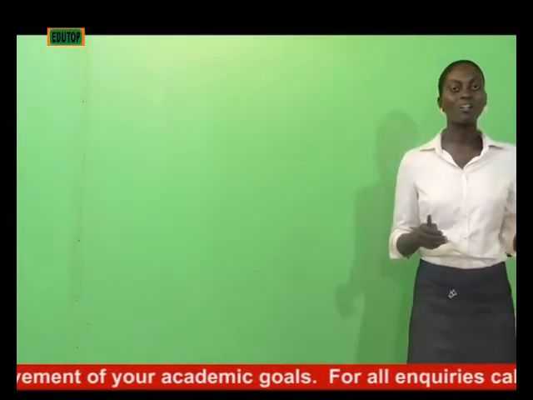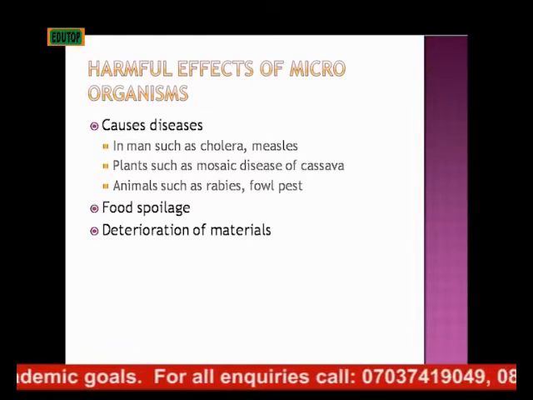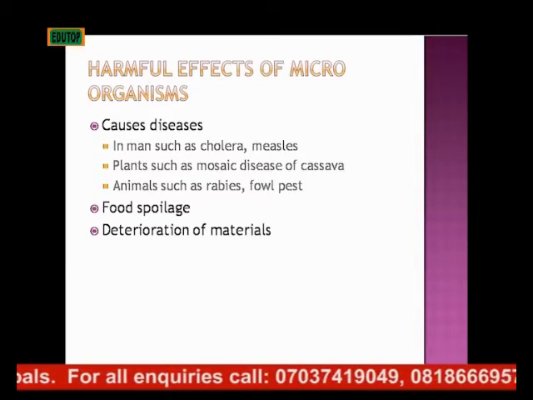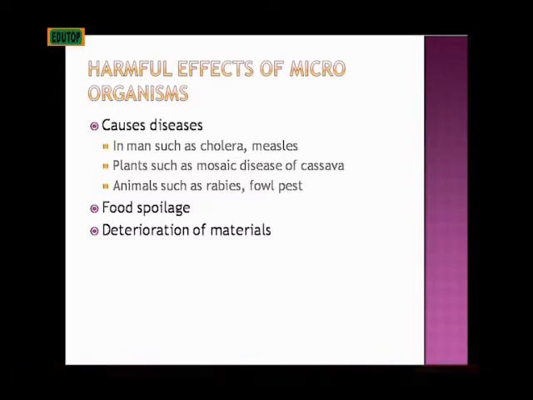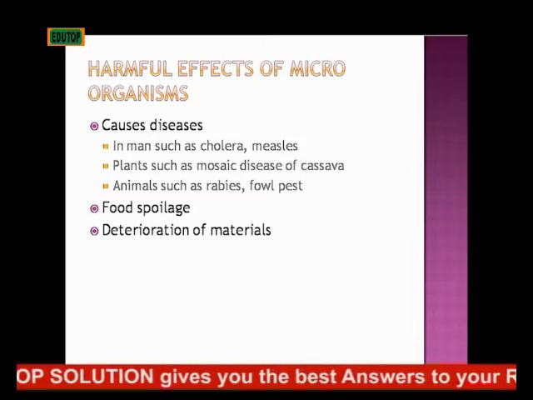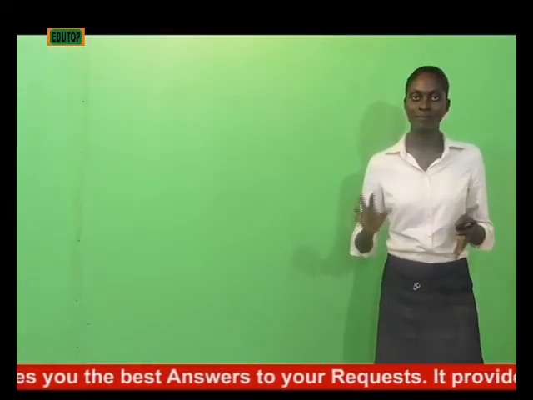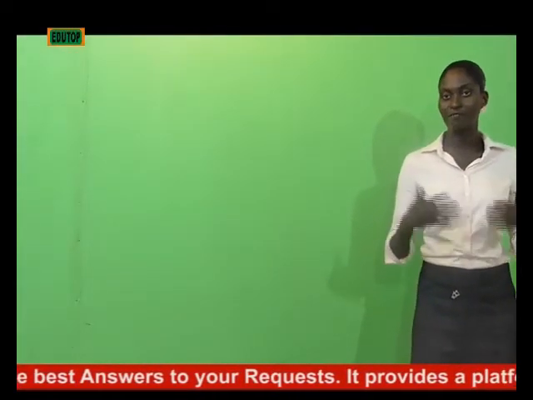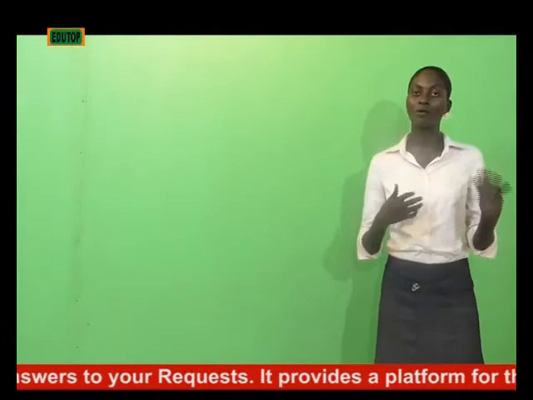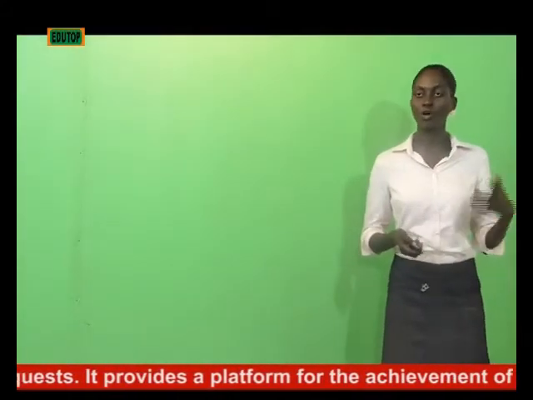Also, microorganisms cause food spoilage. When you put your food down, after a while you discover that, for instance, your bread, mold starts growing on it, or you don't preserve your food very well, it just gets spoiled. So that's a harmful effect of bacteria. Also, deterioration of material, that is destruction, spoiling. When other things aside from food get spoiled, it's microorganisms that are also responsible for the deterioration or the decay.